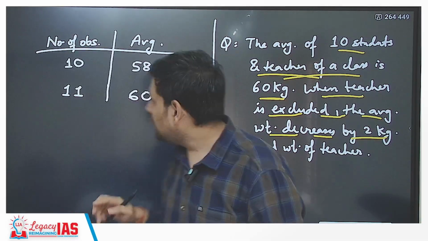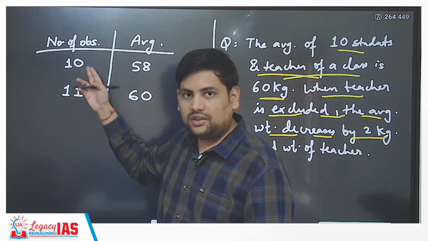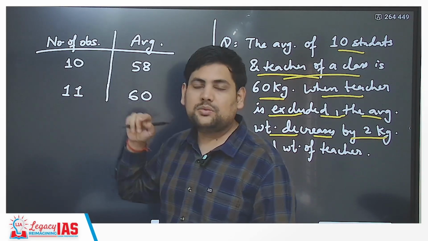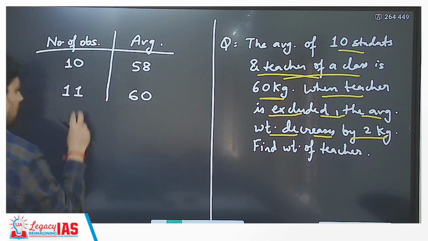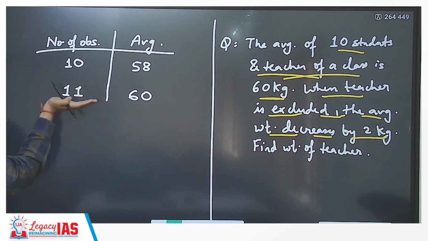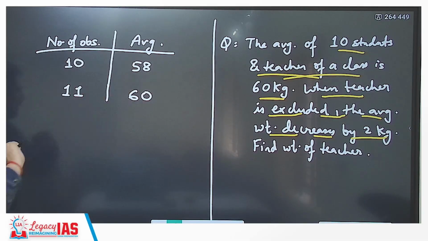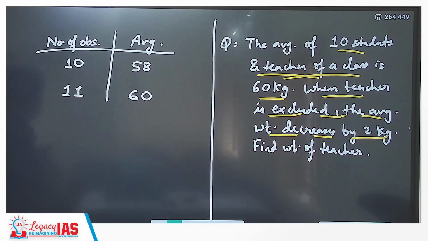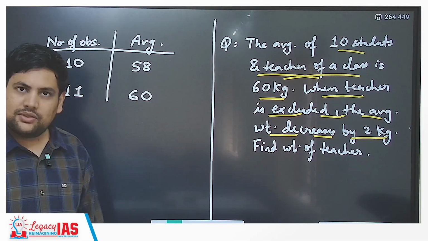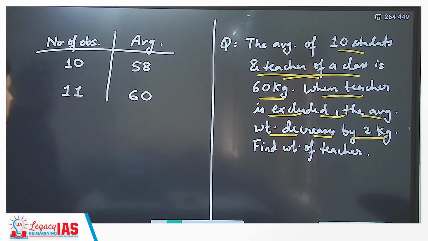Can you see? Even now I have written fewer observations first and then more observations later. This is how you have to always write. So if somebody is getting excluded, write it like this, and above it write whatever lesser number is there. This should be in ascending order, 10, 11. Okay, always in ascending order. This will always give you the right answer directly. Now, so 10 and 11.